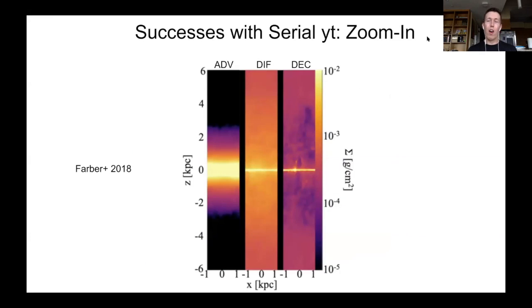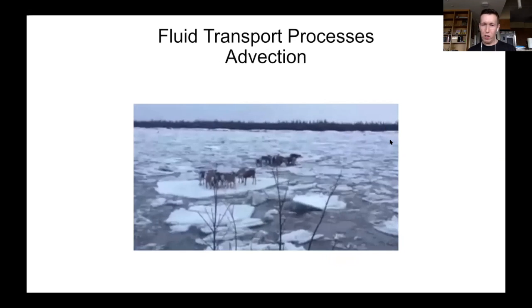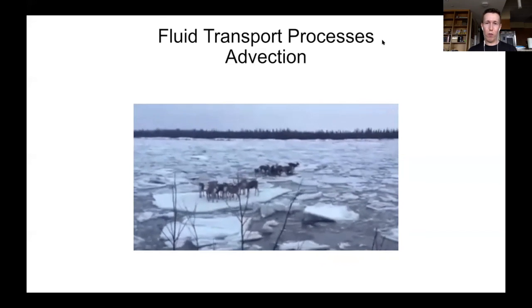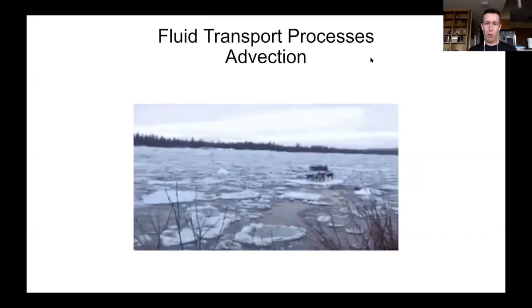There we go. And another success with zero YT is looking, again, at cosmic rays with different transport, whether they're advected, diffused, or have some temperature-dependent transport. This is a zoom in of the galactic disk that I was showing before, looking edge on, and you see very different wind profiles generated. And so just briefly, different fluid transport processes in case you're not familiar with them.